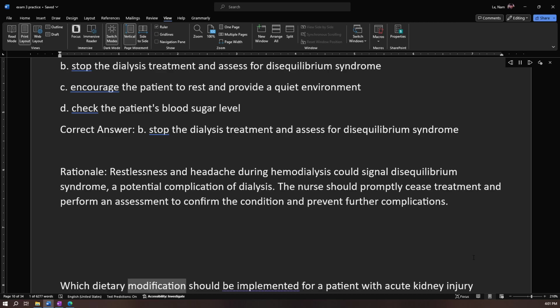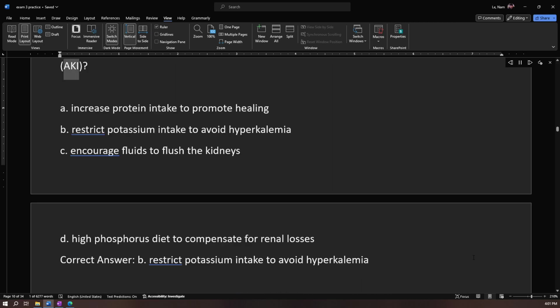Which dietary modification should be implemented for a patient with acute kidney injury, AKI? A. Increase protein intake to promote healing. B. Restrict potassium intake to avoid hyperkalemia. C. Encourage fluids to flush the kidneys. D. High phosphorus diet to compensate for renal losses. Correct answer: B. Restrict potassium intake to avoid hyperkalemia.